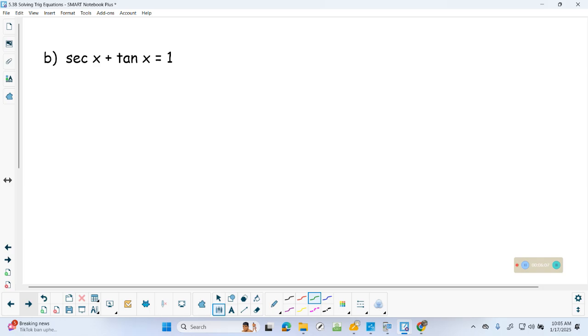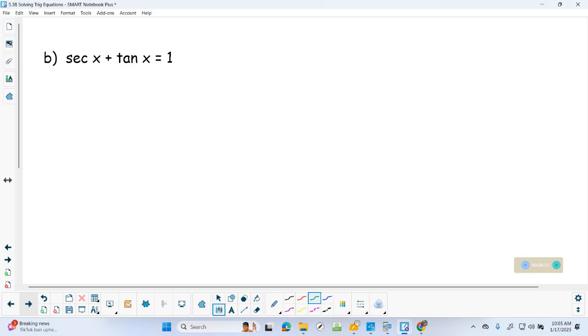Ooh, B. Here's what I don't like about B. You have different trig functions in them, secant and tangent. So here's where our identity sheet's going to help us. Now, first thoughts, I'm like, oh gosh, I could make 1 over cos. I could do 1 over cos plus sine over cos. I got a lot of fractions. I don't know if I love that necessarily.